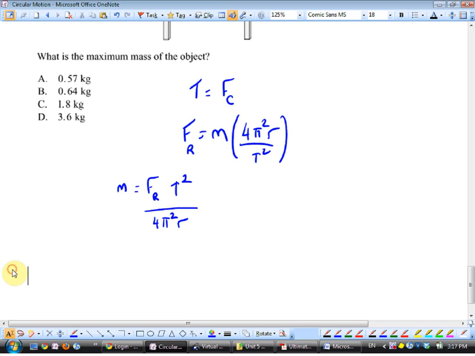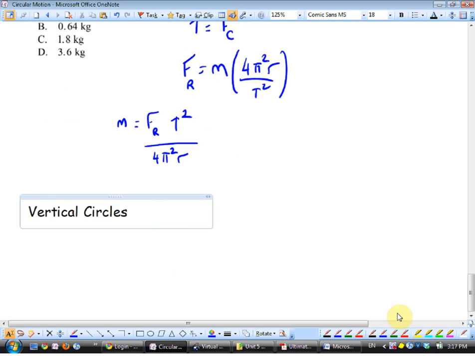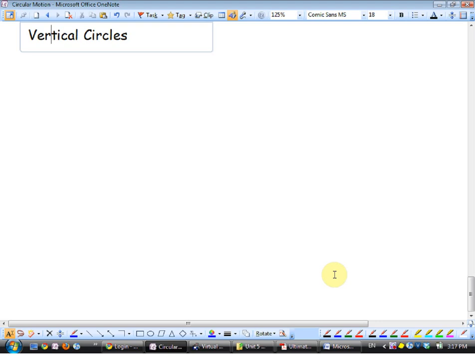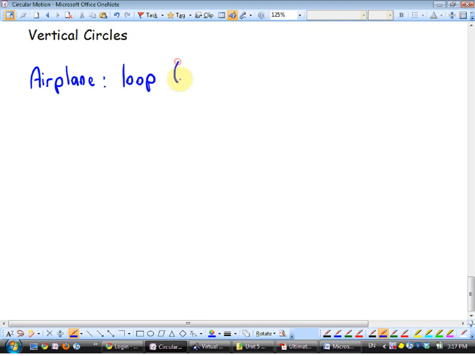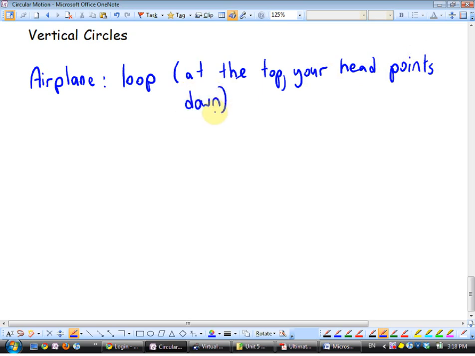Look at a couple of vertical circles. Vertical, vertical. There's two main types of vertical circles. The first is the airplane doing a loop. Because an airplane doing the loop, at the top, your head points down. Right? So, here would be an example.